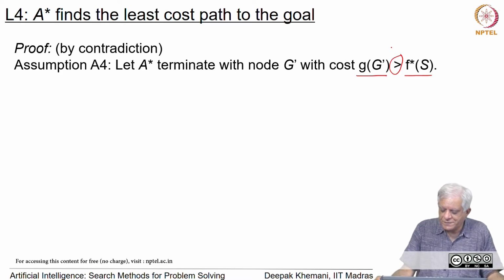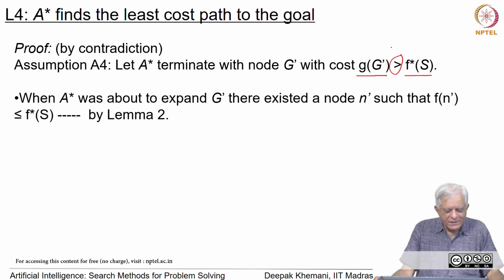We want to show that this cannot happen, and if we can show that this cannot happen, then by contradiction we would have shown that if it terminates, it can only terminate with a cost which is not greater than the optimal cost. Obviously, it also cannot terminate with a cost which is less than the optimal cost, because by definition the optimal cost has to be the lowest. So, it can only terminate with a cost which is equal to the optimal cost. So, the proof is straightforward.